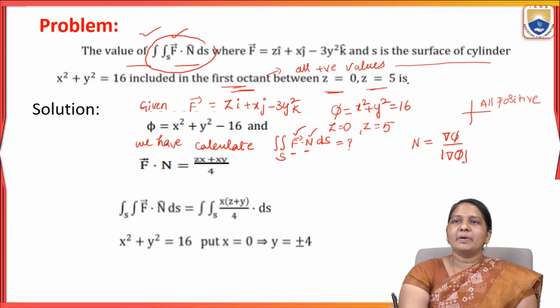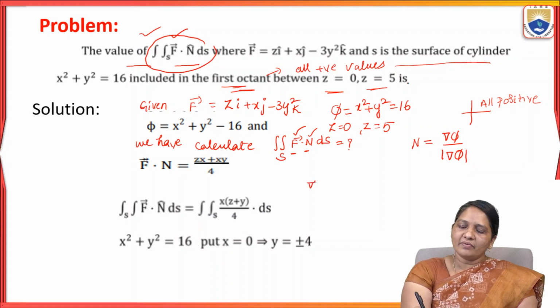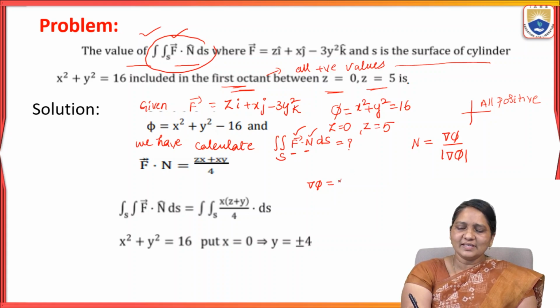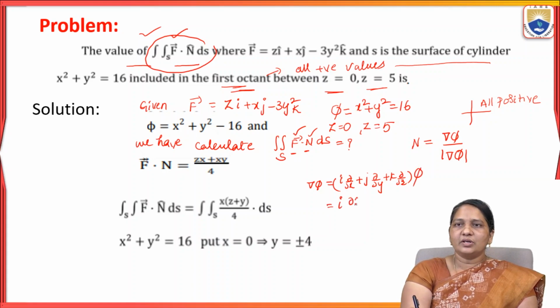So now n equals del phi by the modulus of del phi. What is the del phi value? This is also a basic formula we learned in vector differentiation. Del is i ∂/∂x plus j ∂/∂y plus k ∂/∂z, of phi. So we can write del phi as i ∂phi/∂x plus j ∂phi/∂y plus k ∂phi/∂z. This is del phi, so we can calculate the modulus value.